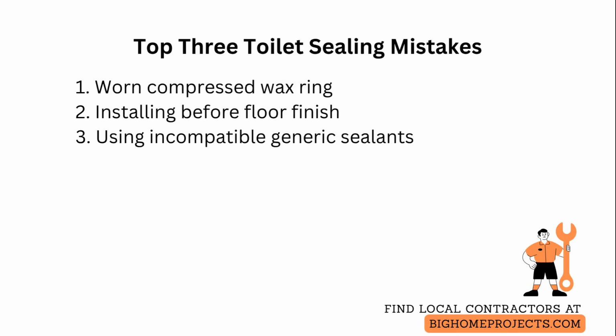Common mistakes include relying on an old compressed wax ring that has flattened and no longer seals, which lets water trickle under the flange, so replace worn rings and inspect the flange for corrosion. Another issue is setting the toilet before the floor finish is complete, which leaves the flange too low and creates a pathway for water. Either use flange extenders or reinstall after floor finishes are set.